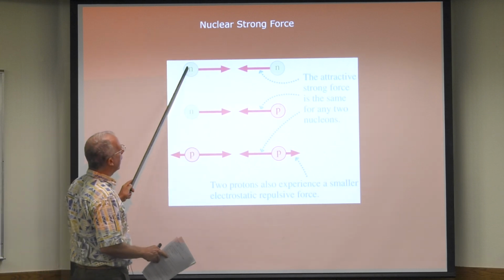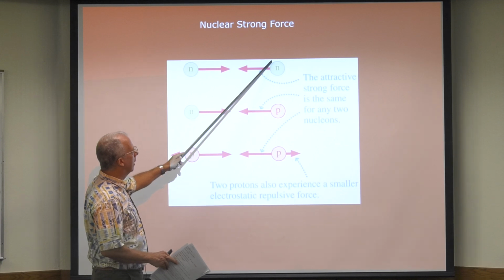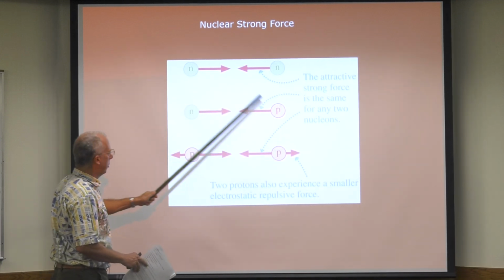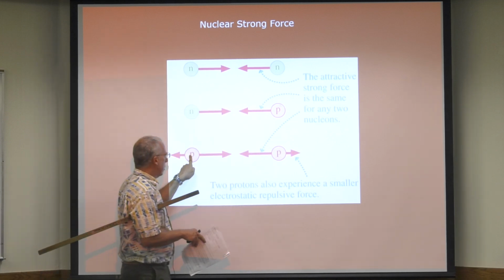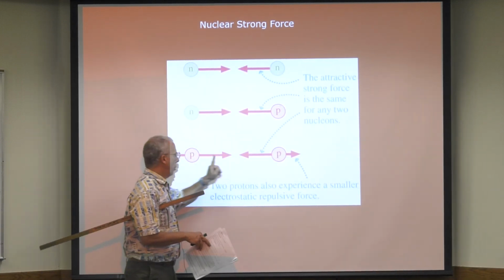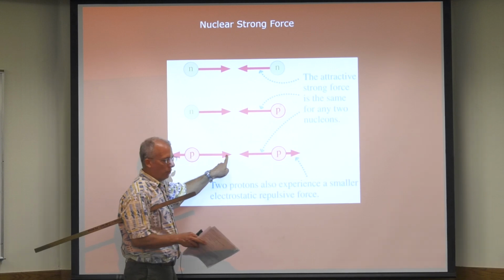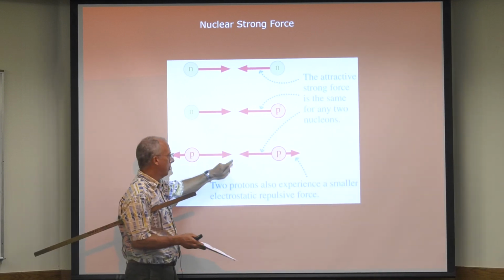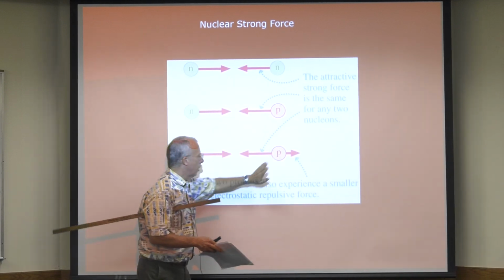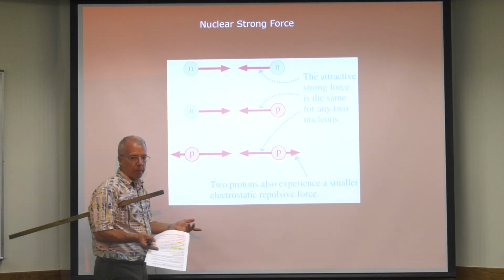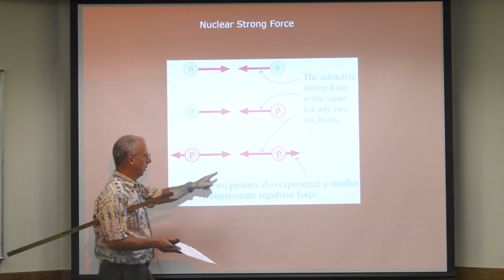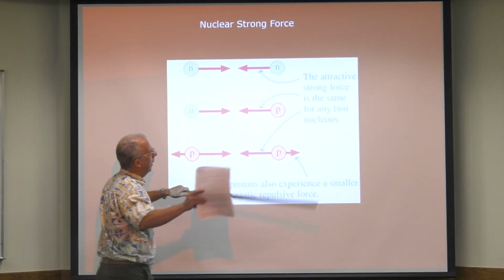So a neutron is attracted to the proton. Now here's an interesting one, right? So this is the strong force. The nuclear strong force is much, much stronger than electrical repulsion, right? So for a proton and a proton, you get strong attraction, but you still have electrical repulsion, so this is the repulsion, okay?